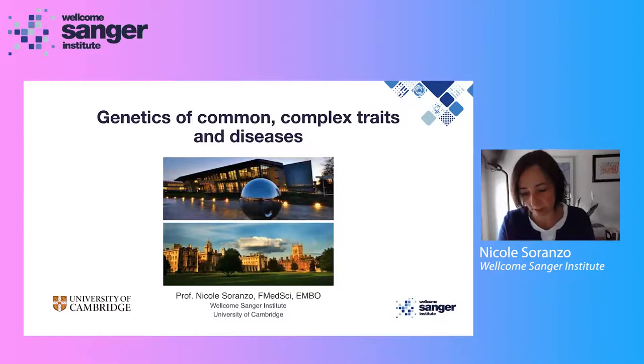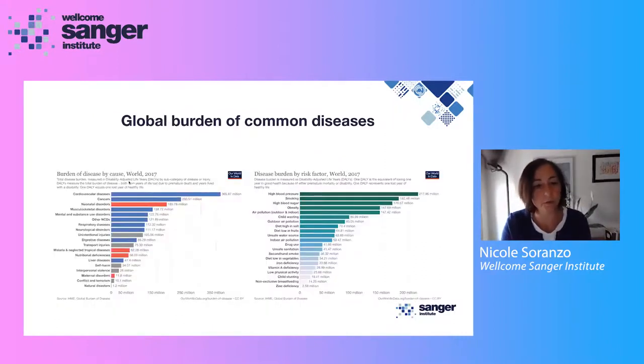complex traits and diseases. I don't think I need to tell you too much about the importance of common diseases. They are the diseases, including cardiovascular diseases, cancer, and respiratory diseases, with the highest burden in both mortality and morbidity, measured here as disability-adjusted life years in the world. And indeed, we know a lot about these diseases, and we can also quantify the burden of underlying risk factors, such as, for instance, in this case, blood pressure.